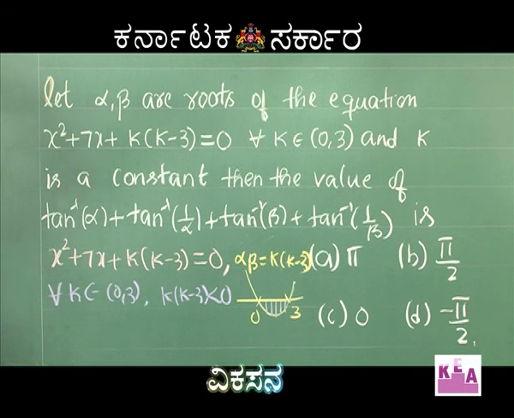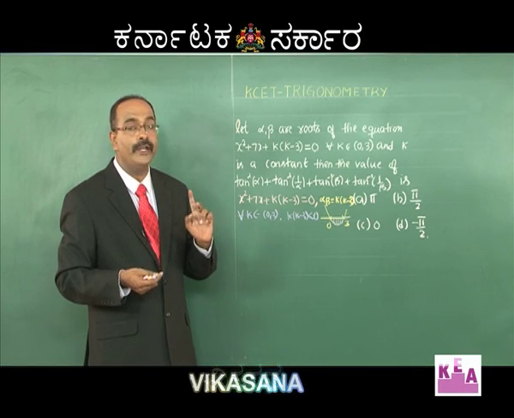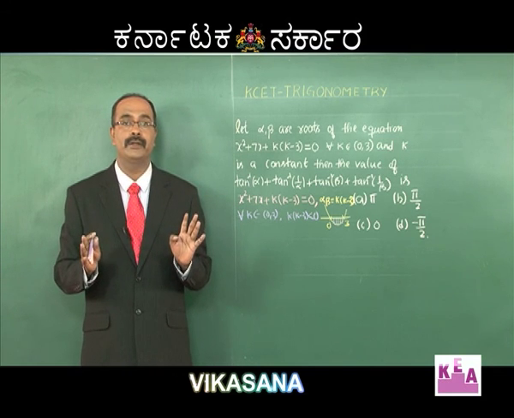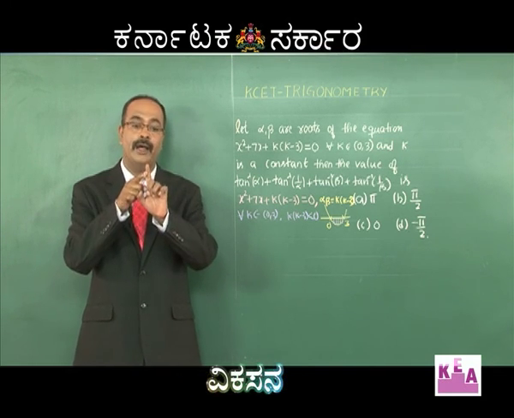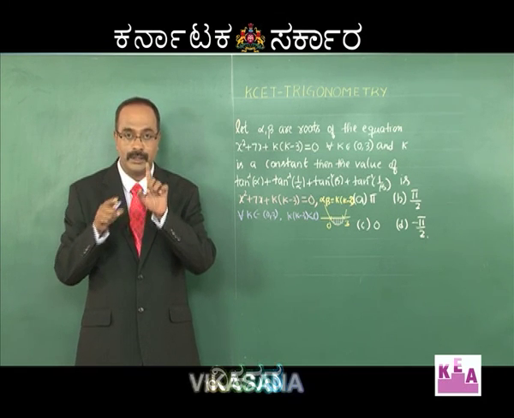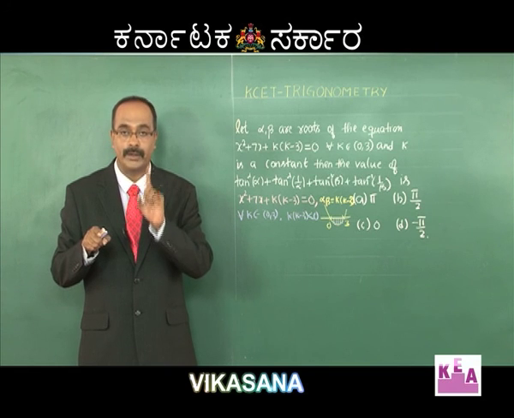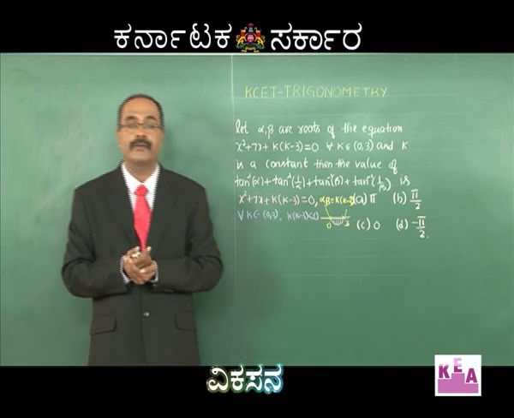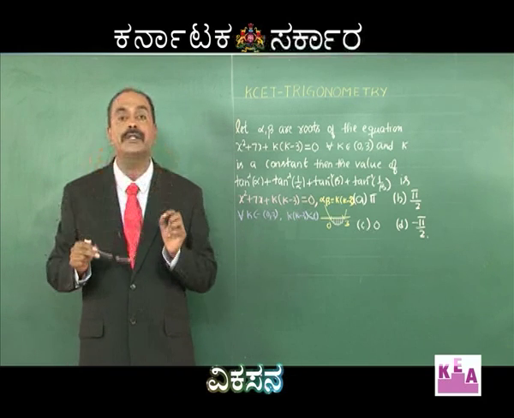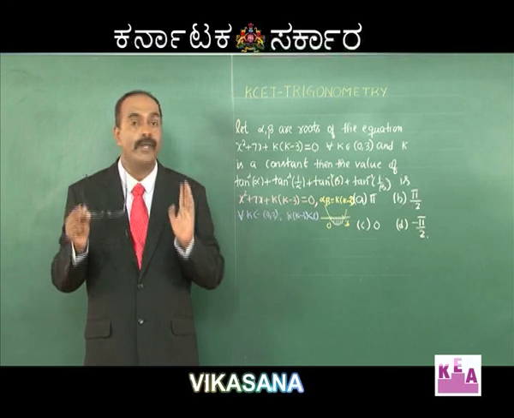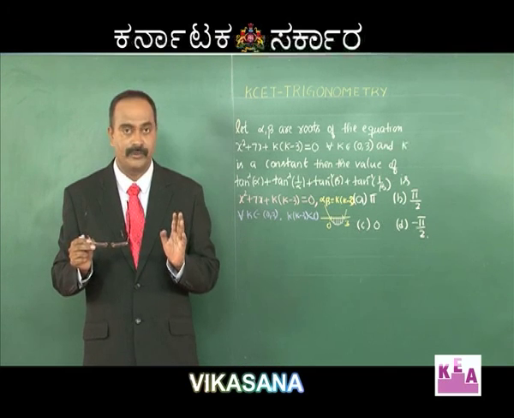So as k into k minus 3 is negative, alpha beta is negative. Alpha into beta is negative means one of these two should be a negative quantity. That means to say alpha or beta is negative. In short, what we can say is alpha is positive, beta is negative and vice versa. Or let us put it in a simpler way, alpha beta are of opposite sign. Do you agree with me? Alpha beta are of opposite sign. Very, very important information. Right?